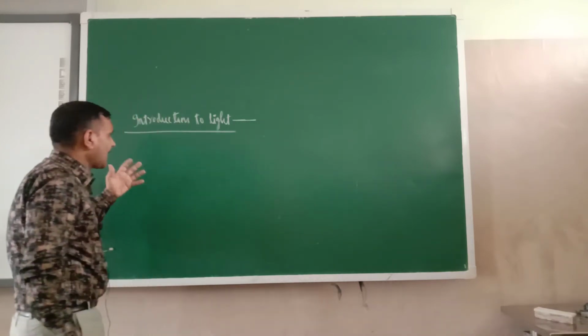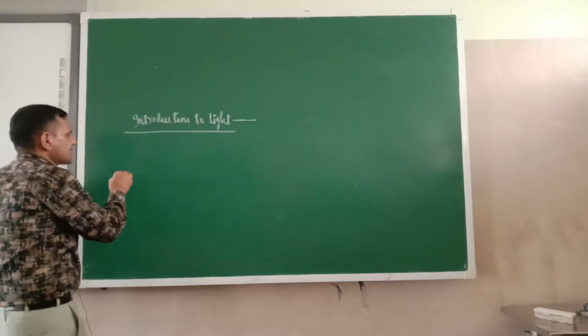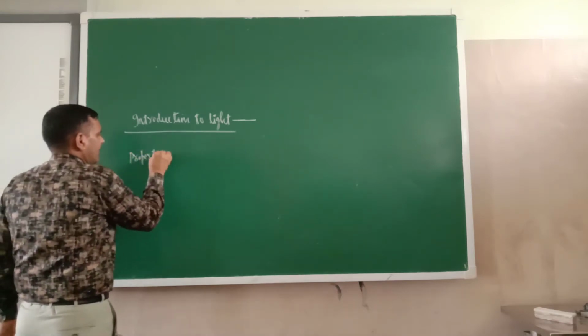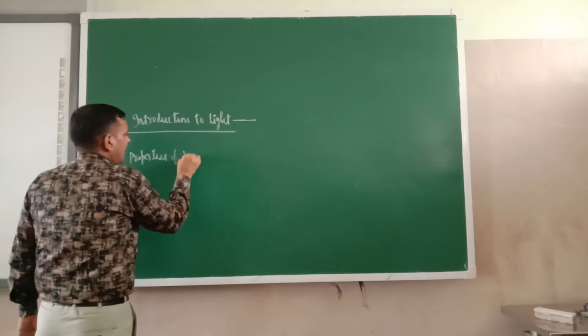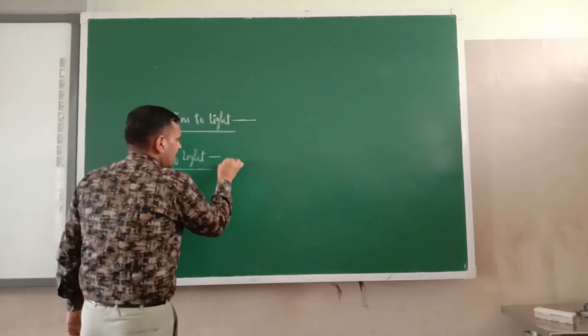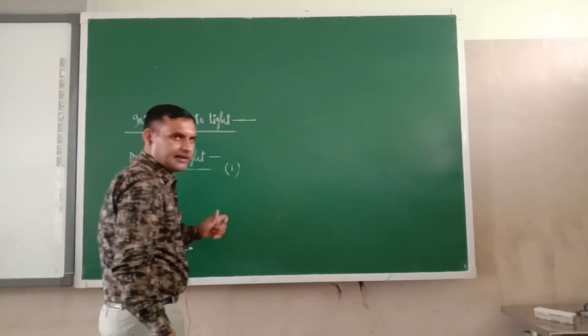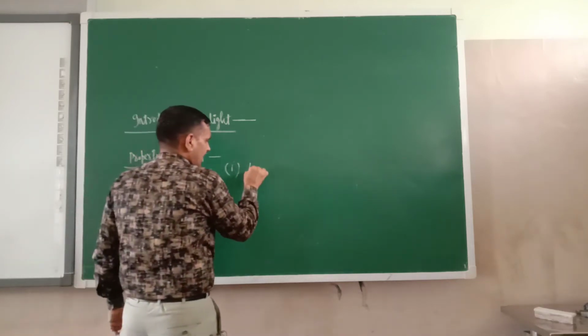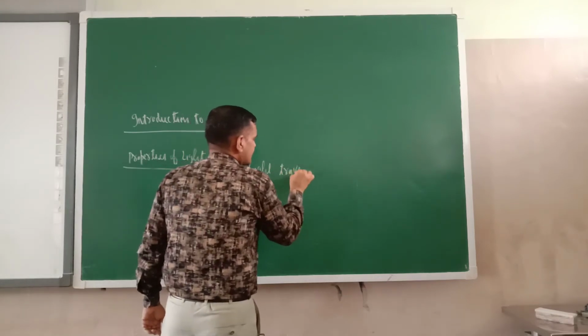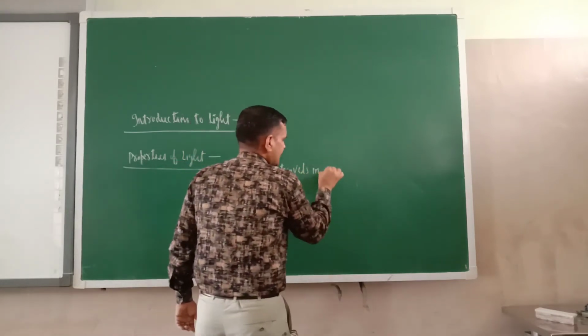Now try to understand what are the properties of light. The first property of light is that light travels in a straight line.